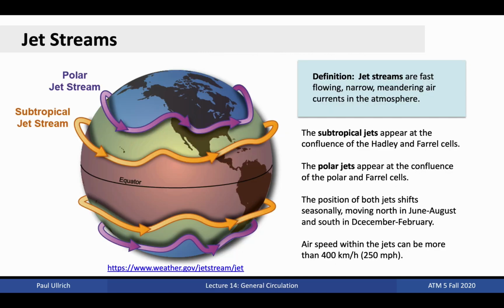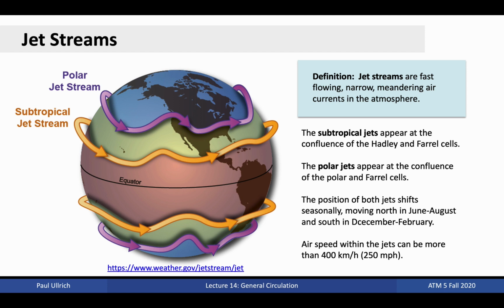With 3 circulation cells in each hemisphere, jet streams naturally develop at the boundaries between these regions. Jet streams are fast-flowing, narrow, meandering air currents in the atmosphere. The subtropical jets appear at the confluence of the Hadley and Ferrel cells in each hemisphere. The polar jets appear at the confluence of the polar and Ferrel cells in each hemisphere. Both are found generally at the top of the troposphere, with wind speeds generally increasing with altitude.